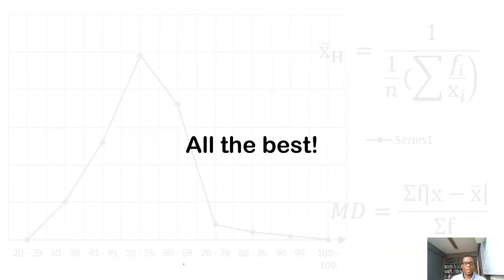So these are the major measures of dispersion that we will be talking about in this course.